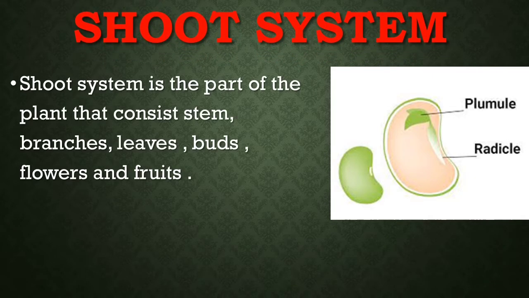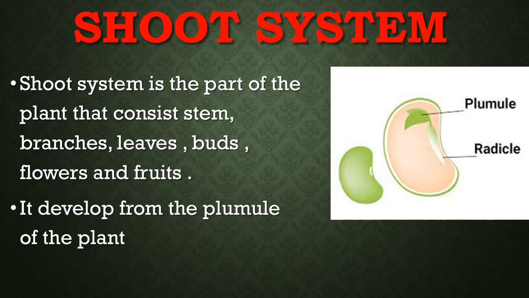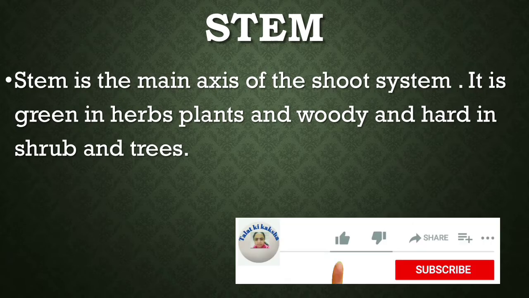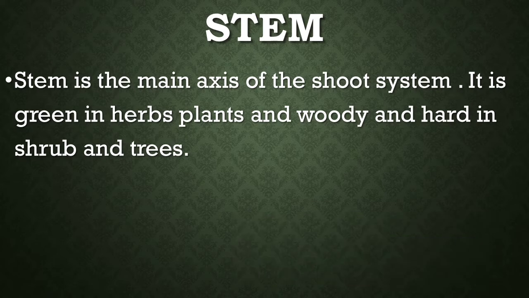Shoot system. The shoot system is the part that consists of stem, branches, leaves, buds, flowers and fruits. It develops from the plumule of the plant. Stem. The stem is the main axis of the shoot system. It is green in herb plants and woody and hard in shrubs and trees.